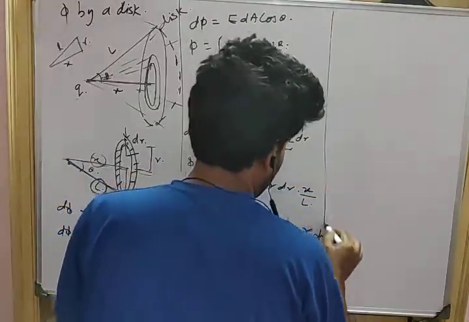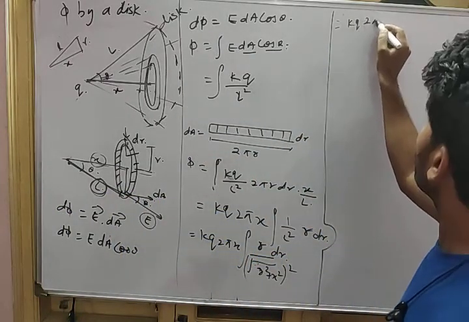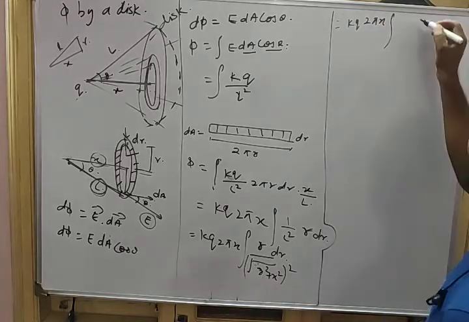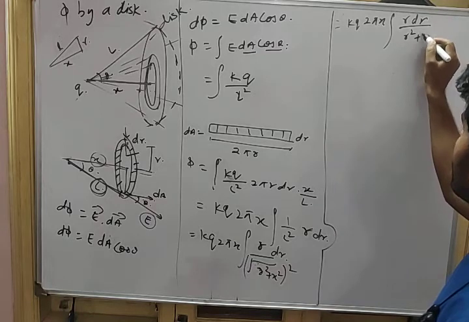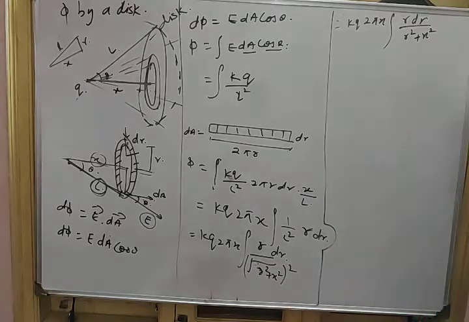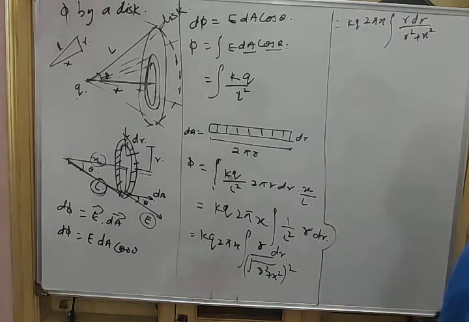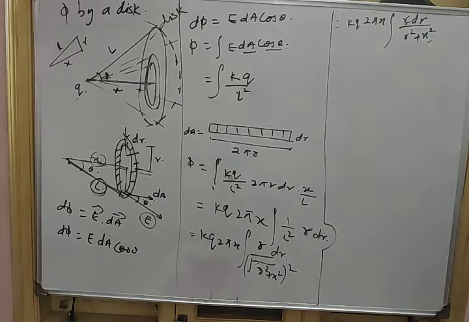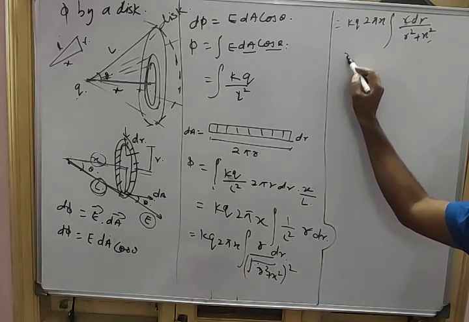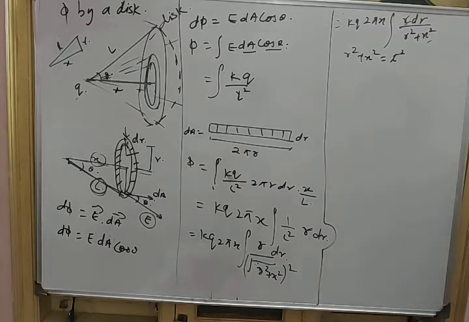So now we know that k q 2 pi x into R dr over R square plus X square, right? So how will we solve it? We don't know, because here R is variable and X is not variable. But let's change this: R square plus X square equal to T square. We have to convert it because we cannot integrate it, right?